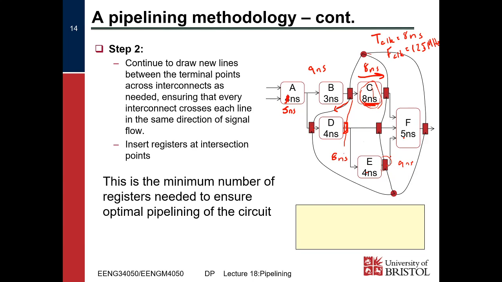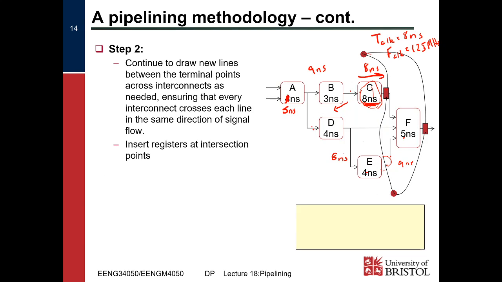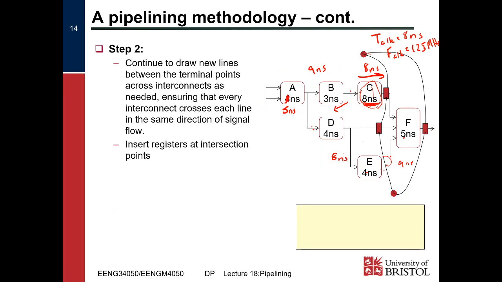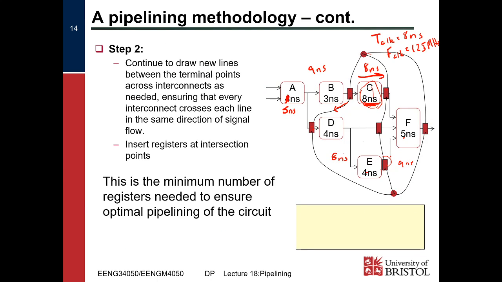Why does it not cause a problem when there is no register between D and E? At the end of the day, you can cascade combinational logic. We had that in the previous slide, right? This is just as fine as having all these. There's no problem with having combinational logic cascaded, you just need to make sure that every single path through your circuit has the same number of registers.